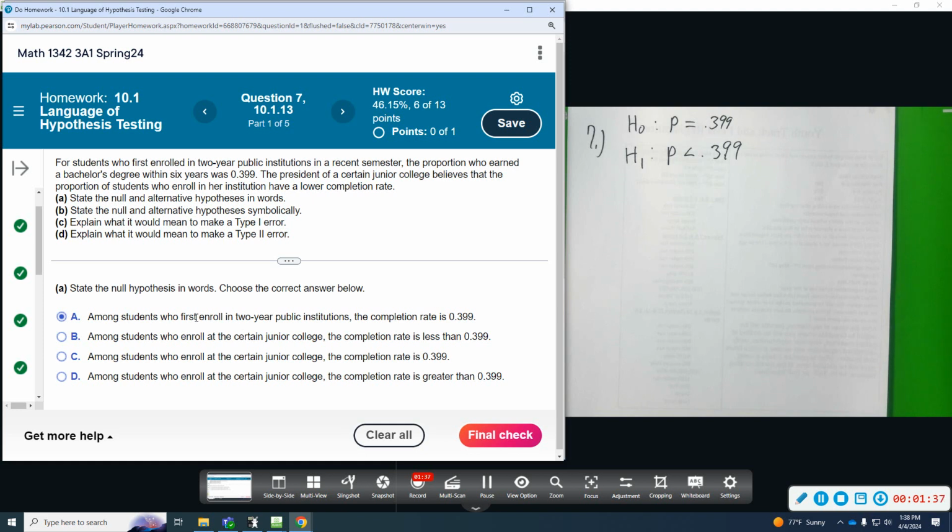So this one says among first year. This would be comparing. It looks correct. It looks like equal, but this is with the population proportion, and we are basing our assumptions on this particular institution right here. So students who enroll at a certain junior college have less than. That will be the alternative. Students who enroll at a certain junior college, the completion rate is 0.399. So this one is the one that we're looking for, this specific junior college. And then D says the completion rate is greater than.